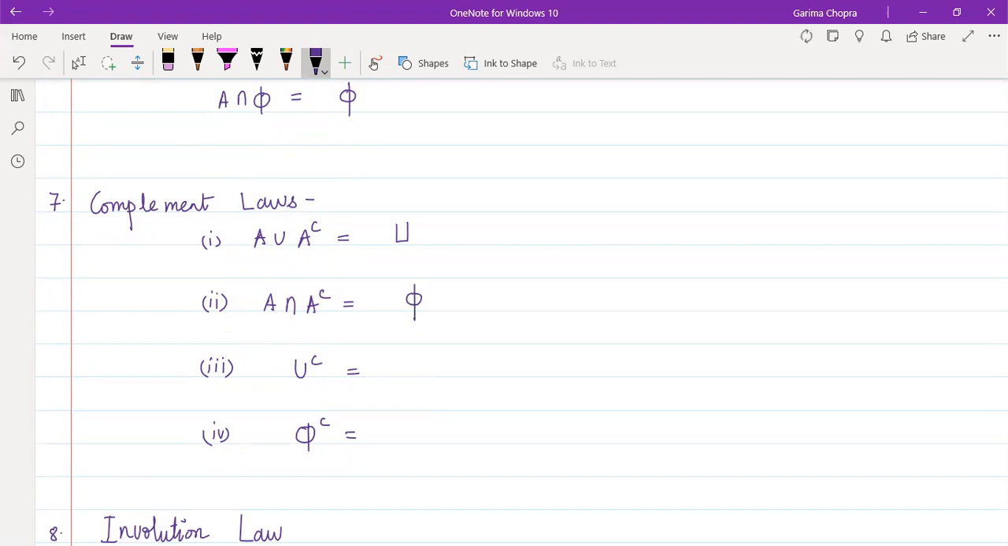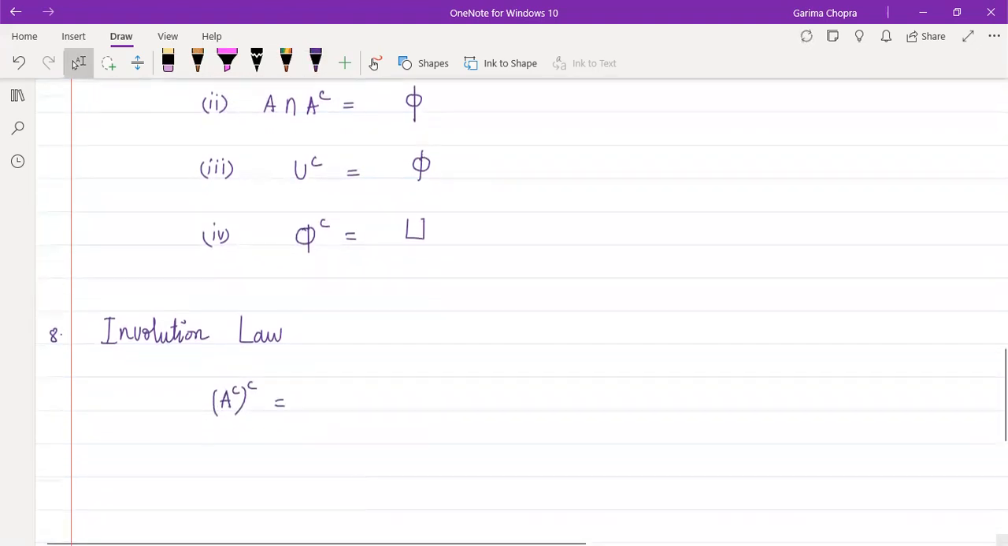In the third one, we are taking the complement of the universal set. So this complement of the universal set will be phi. And in the next one, we are taking the complement of the null set. So we are talking here in terms of the universal set. We are talking here all things in terms of the universal set. So if you are talking about the complement of phi, of the null set, then that complement will be the universal set U.